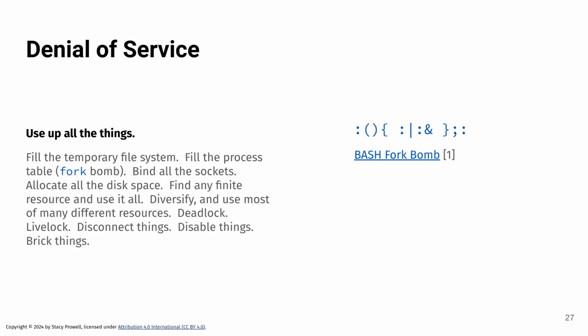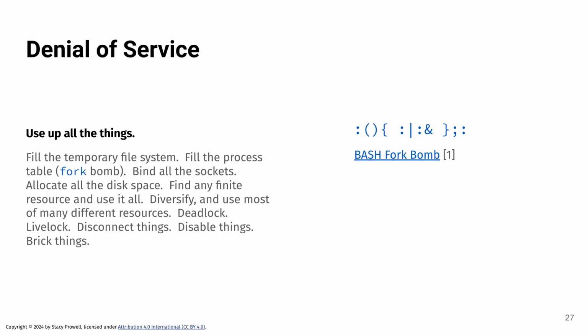Denial of service, right? Use up all the things. Fill up the temp file system. Things are going to break when you do that. Fill the process table. Stuff's probably going to break when you do that. Bind up all the sockets. Allocate all the disk space. Take any finite resource and just use it all. Or use a lot of many different things. Deadlock the system. Get it into a live lock. Disconnect stuff. Disable stuff, etc.